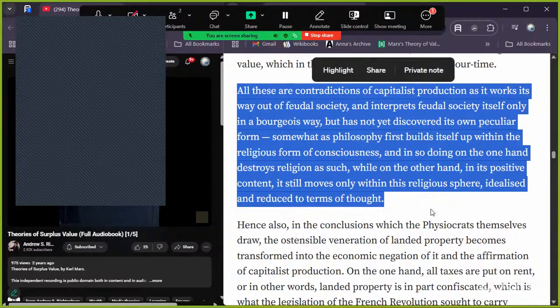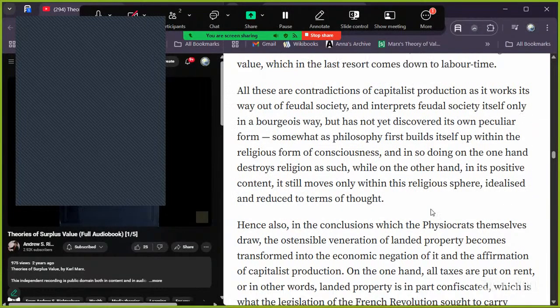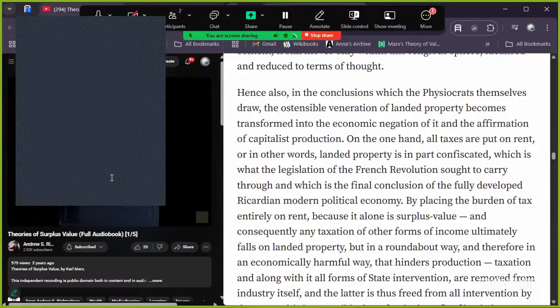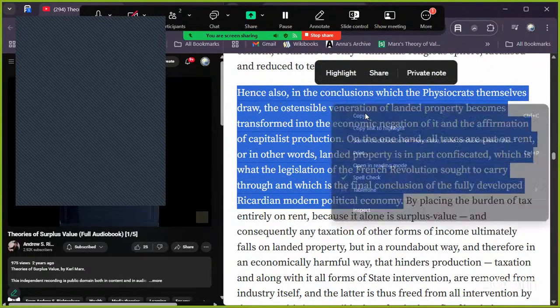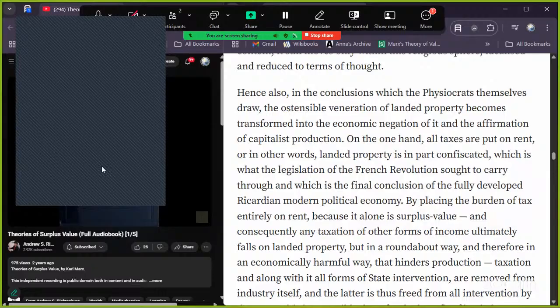Hence also, in the conclusions which the physiocrats themselves draw, the ostensible veneration of landed property becomes transformed into the economic negation of it and the affirmation of capitalist production. On the one hand, all taxes are put on rent, or, in other words, landed property is in part confiscated, which is what the legislation of the French Revolution sought to carry through, and which is the final conclusion of the fully developed Ricardian modern political economy.